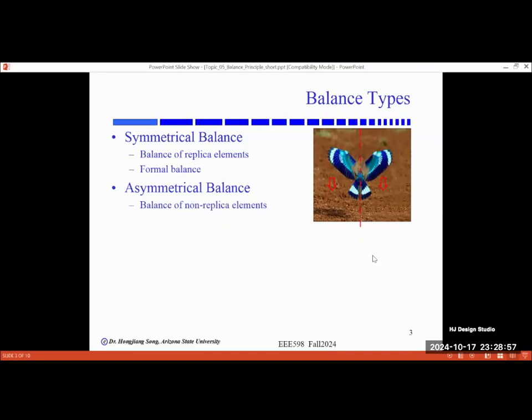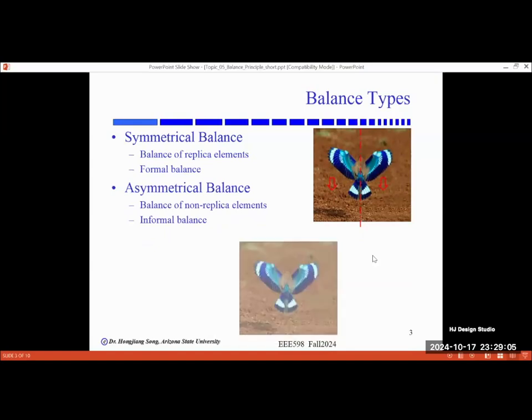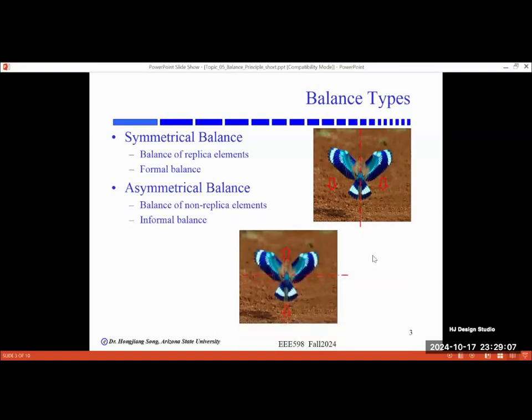The second type of balance is called asymmetrical balance. It is balance achieved by non-reciprocal elements. This type of balance is also called informal balance. So here are two examples. In the first example, when the bird is flying, the force to pull the bird forward and the force to pull backward will be balanced. In the airplane case, the force to pull the airplane up and pull down are also balanced.